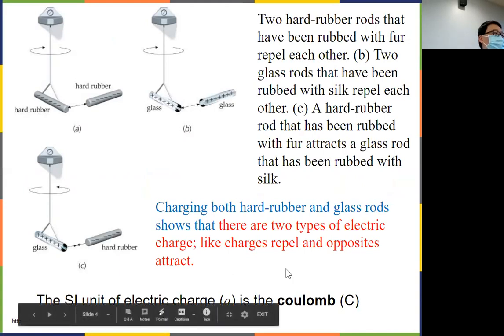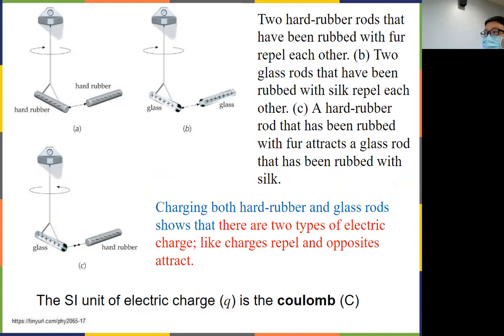For this quantity, electric charge, we use Q here. It has SI units of Coulomb, C. Okay, so small q for charge, and then C for the SI unit of it.